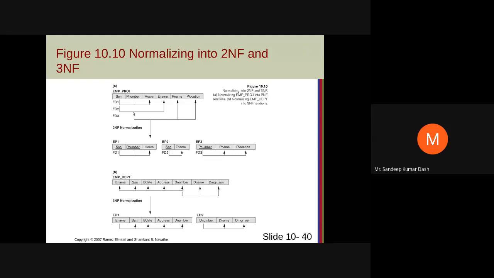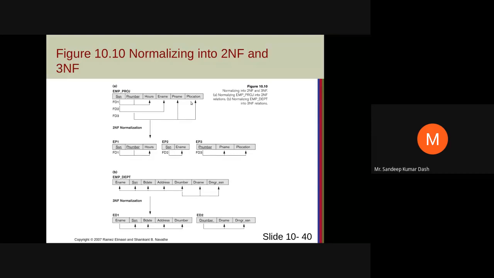So ename was dependent on SSN only. So take them out and keep them in a separate relation where SSN will be the primary key as it was here. Here also SSN will be there. It has to be there in all the tables wherever it is required. So ename was dependent on SSN, and this was brought onto a separate table. This is FD2.